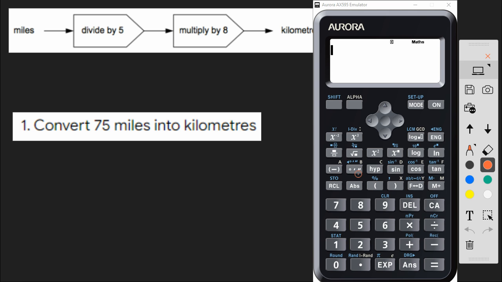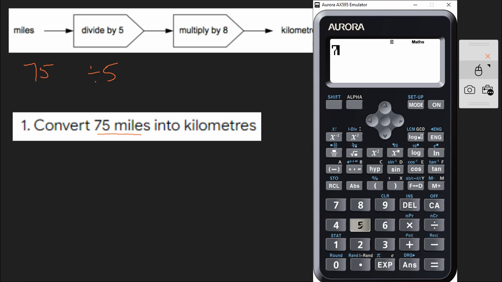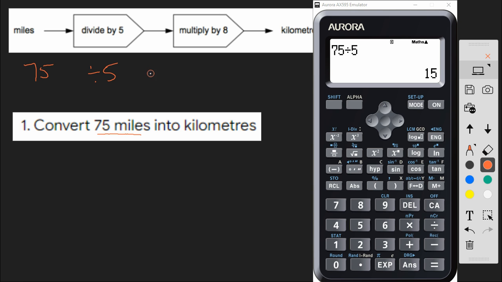We start with two questions with this number machine, which has rules that we're going to follow. We're going to start going left to right because we're asked to convert 75 miles, 75, and then we're asked to divide that by 5. Okay, so we see that's 15, and then we're asked to multiply that by 8, and that's going to give us our answer.